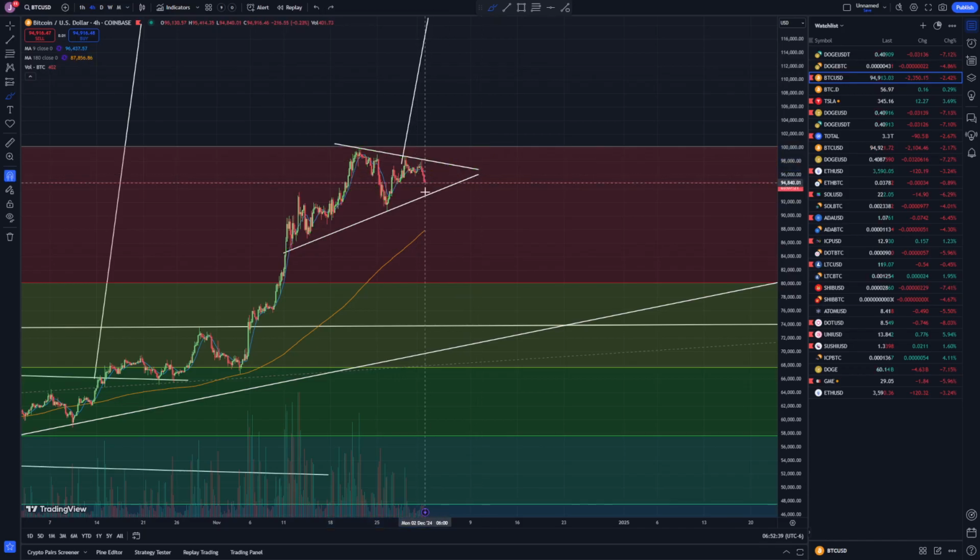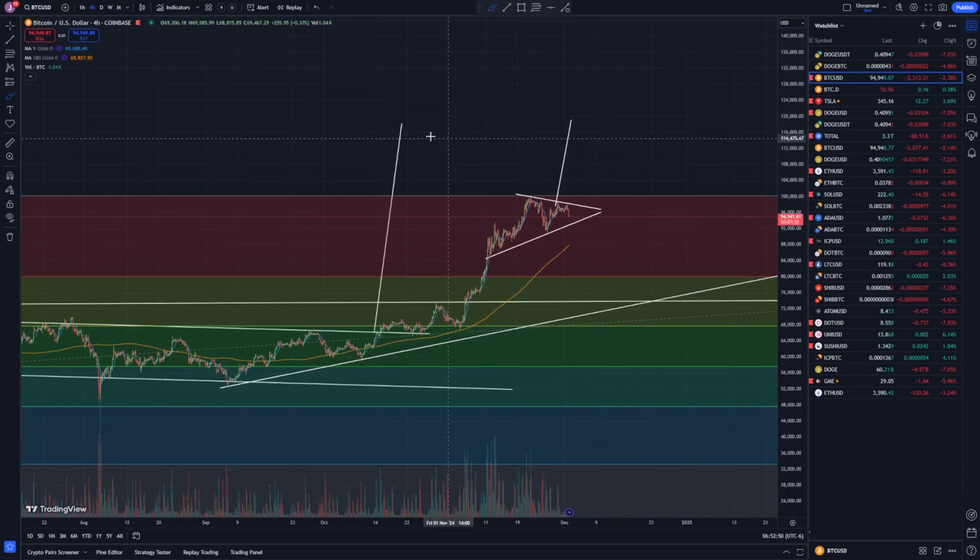Once we break the resistance or the support, going to the downside or going to the upside, then we'll have a better idea of which way it's going to go. Or if it breaks to the upside, then we can get more confident on the 122,000 target that I've been looking at.